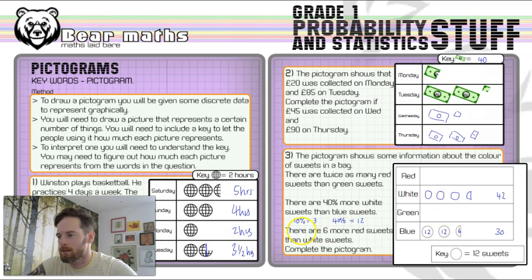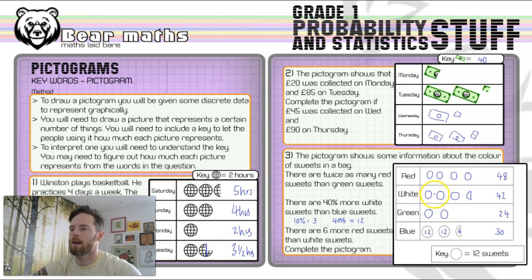Then I can jump to this statement here. There are 6 more red sweets than white sweets. So 6 more than 42 is 48. Add it on. And then that's going to be 4 whole circles. 1, 2, 3, 4 whole circles. Because 4 times 12 is 48. And then the green one, there are twice as many red than green, right? So we're having to half 48 to get 24. And then we're going to draw 2 circles for that one.